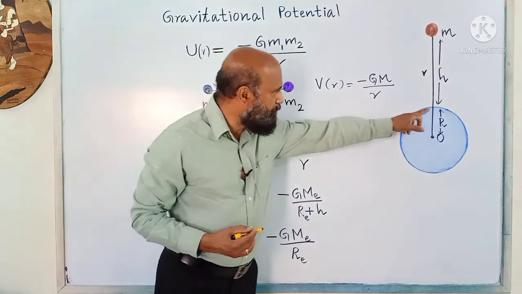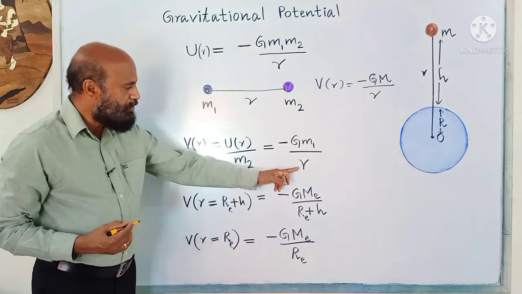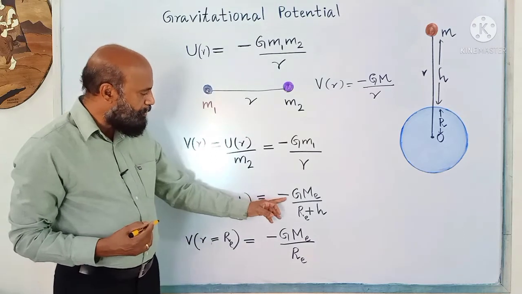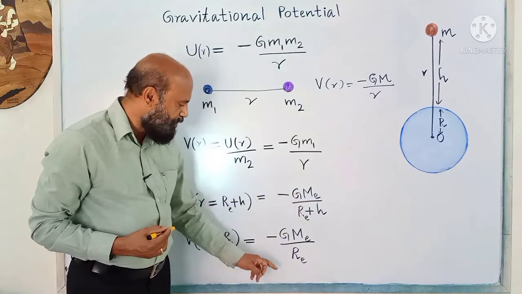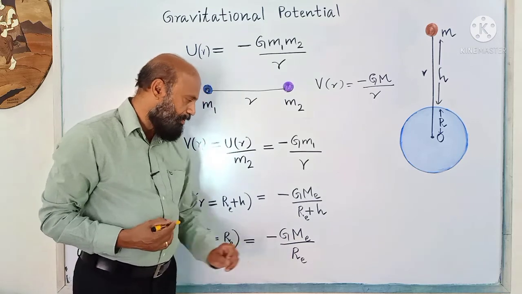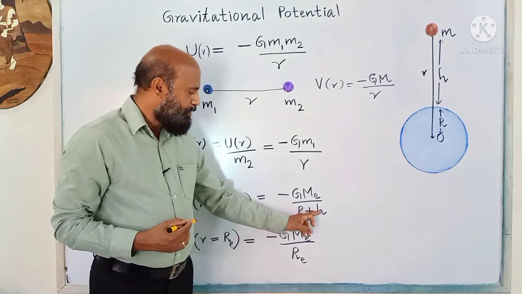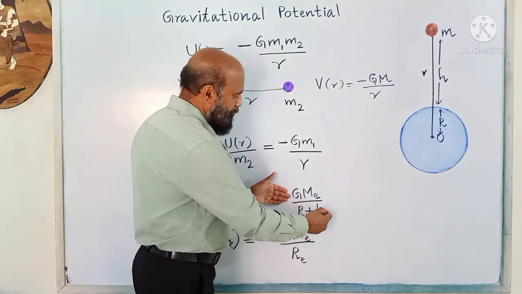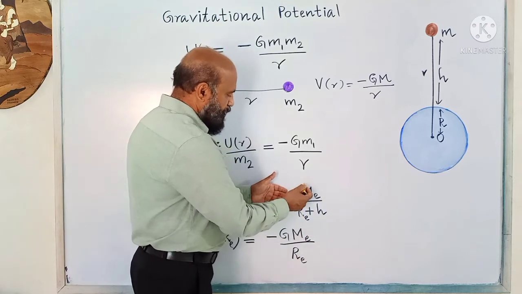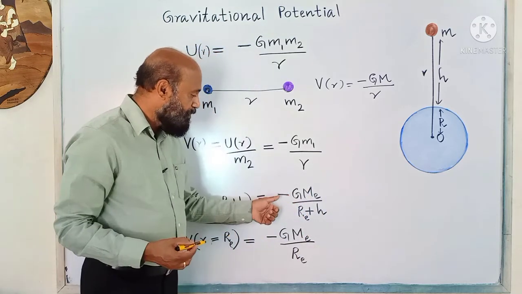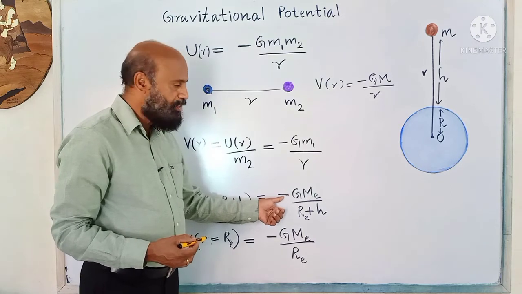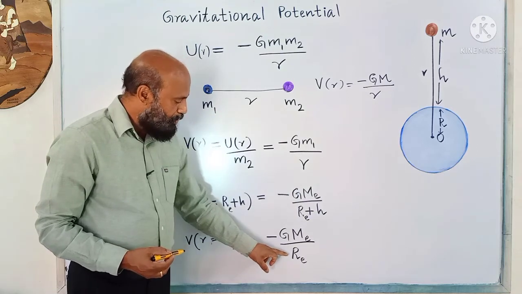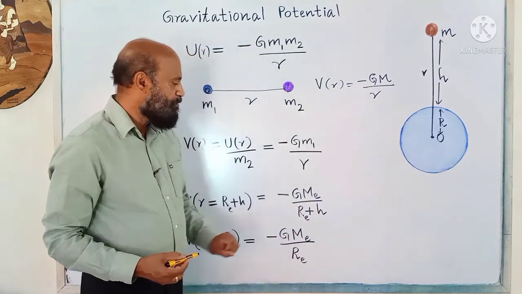Now on the surface of the earth, instead of this r you have to write Re. Now you compare these two. Here minus G Me by Re plus h, here it is minus G Me by Re. So here you are dividing by Re plus h. So without this negative sign, when the denominator is bigger, it is lesser, but this negative sign is there. So gravitational potential at a height h is more than the gravitational potential on the surface.